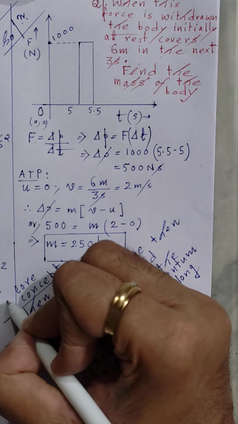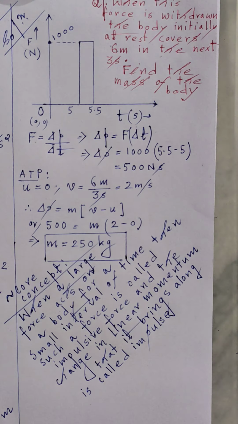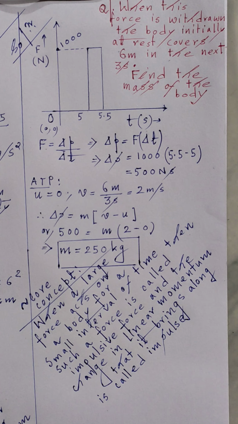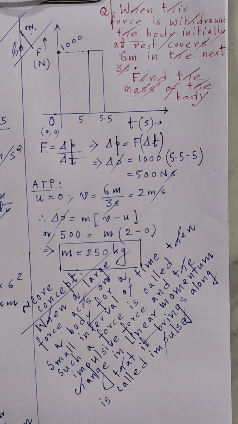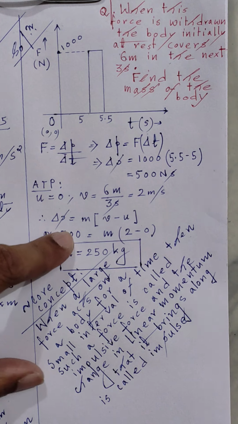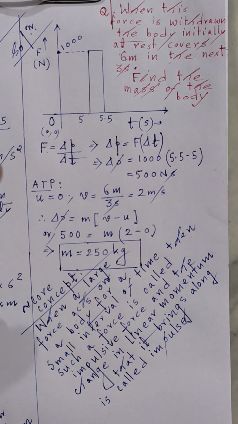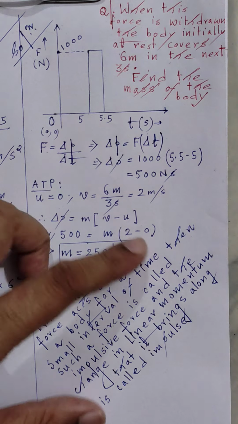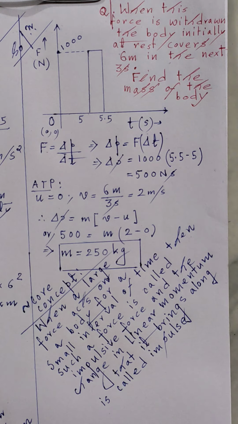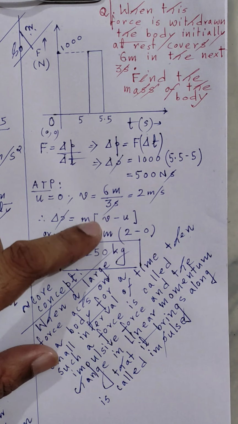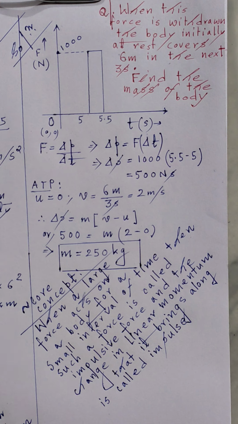Okay, and since this force is bringing the body into motion from its initial condition of rest, definitely this force is an accelerating force. It is not a retarding force. Therefore the change in linear momentum is m into (v minus u). Why? Because v is greater than u. Here the acceleration is positive, greater than 0, so definitely v is greater than u. So the change in linear momentum is m times (v minus u). Had it been a retarding force, it would have been m times (u minus v), because a is less than 0.